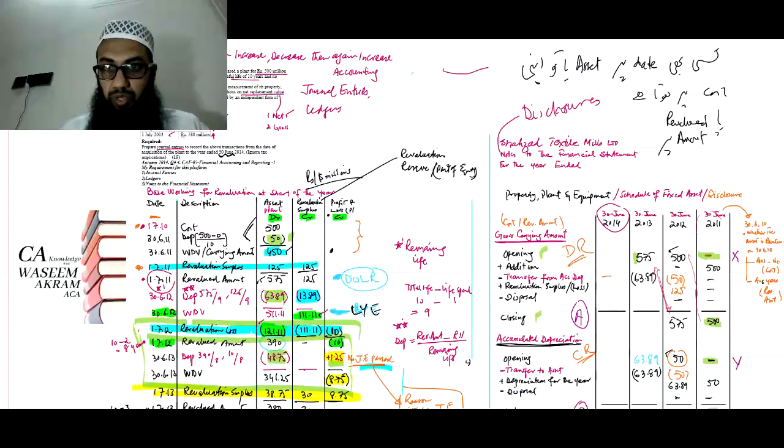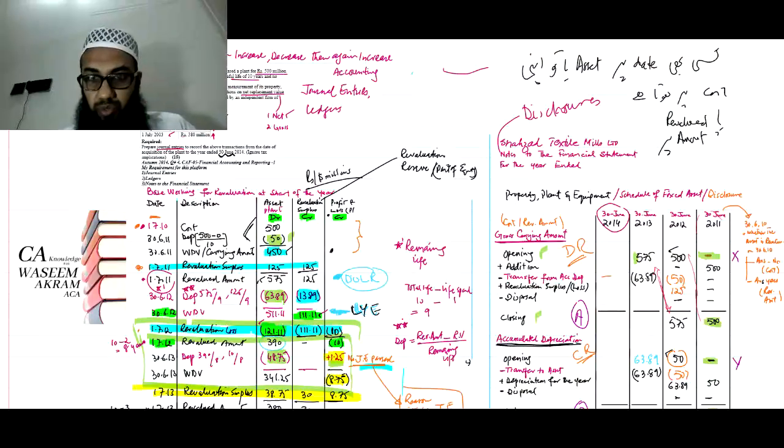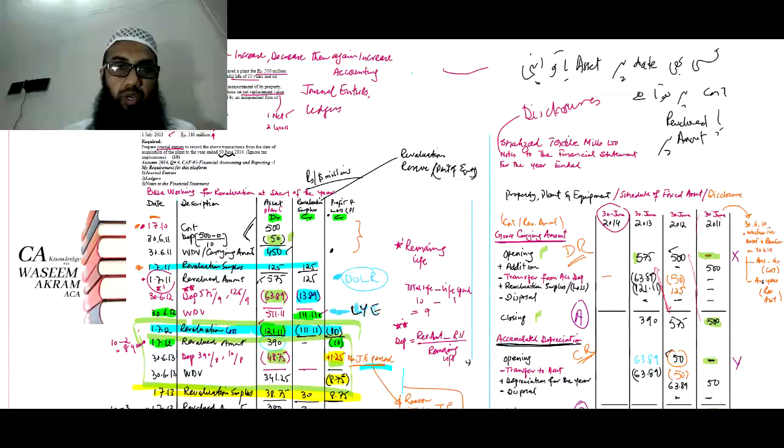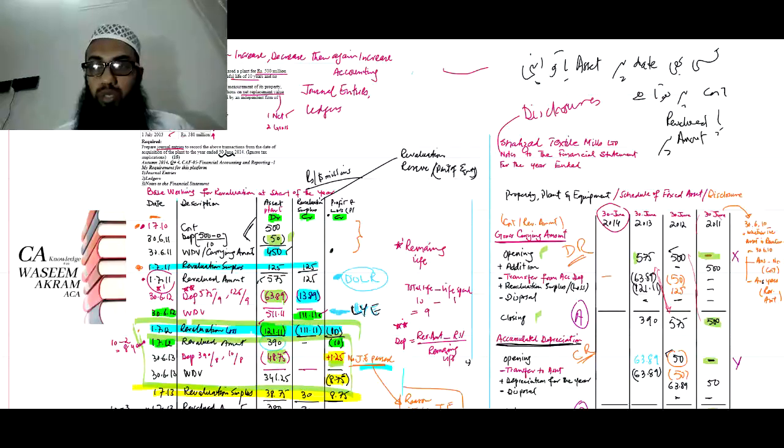Now the asset is on WDV, 575 minus 63.89, now it reaches 511.11. It is reduced by 121.11, so revaluation loss came as 121.11. Once again no disposal, so closing becomes 390, which is also the revalued amount at 30th June 2013.